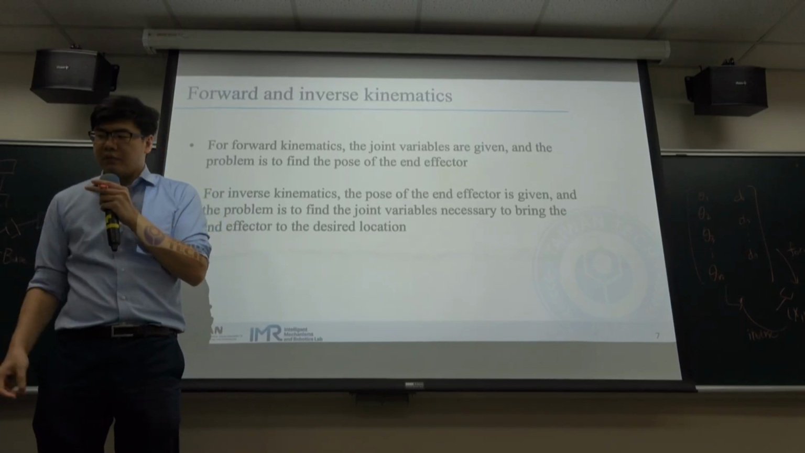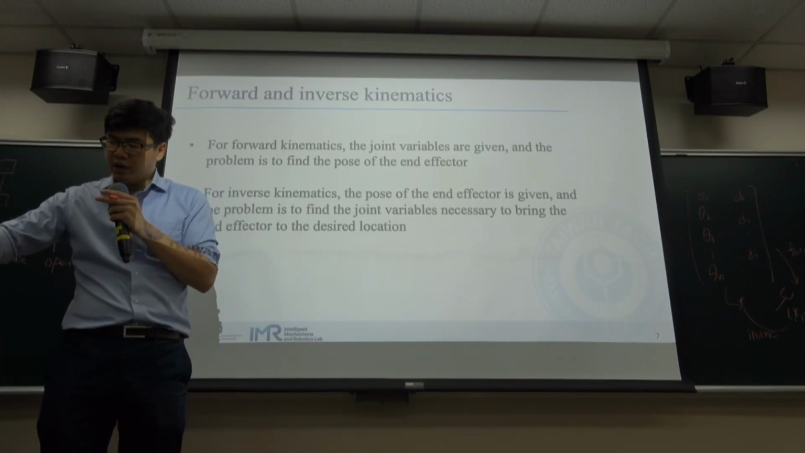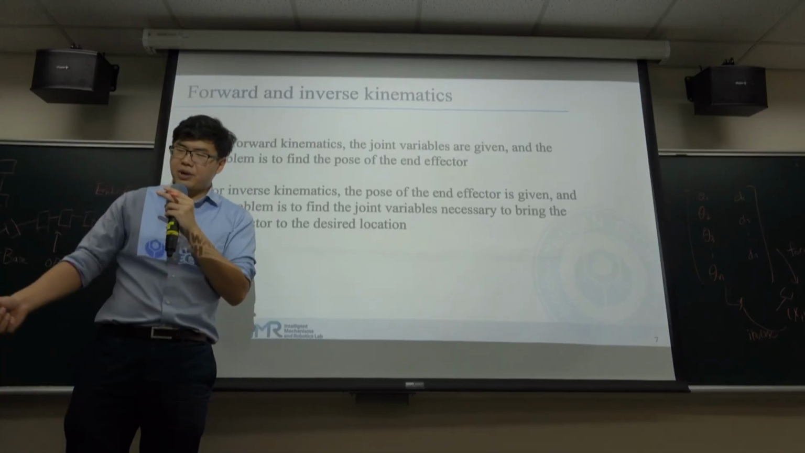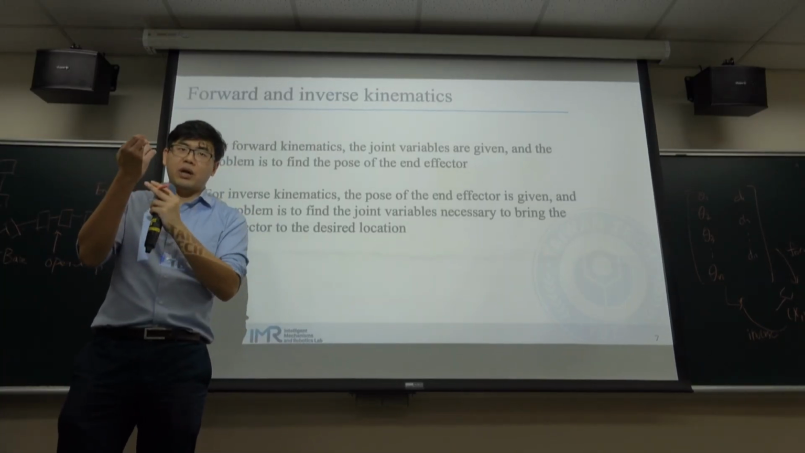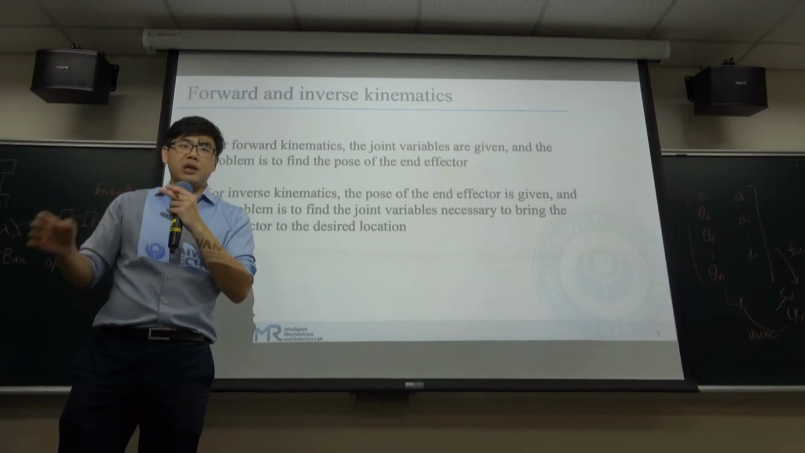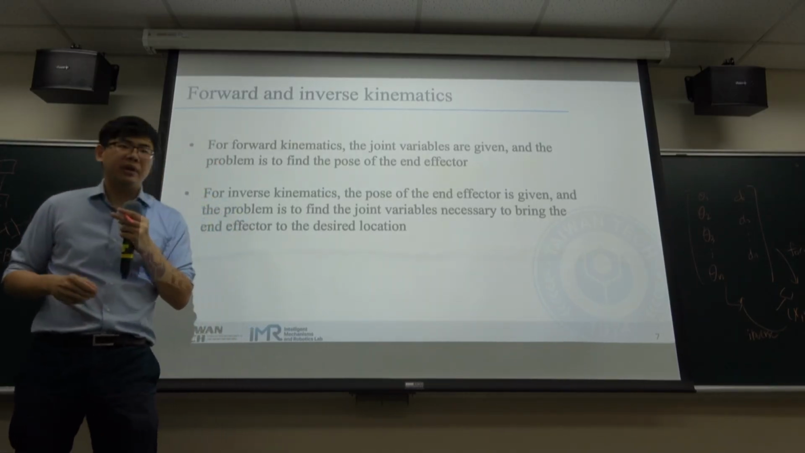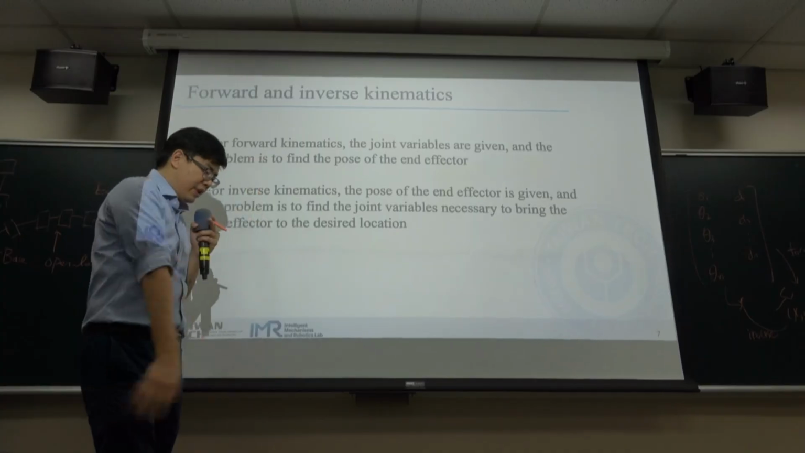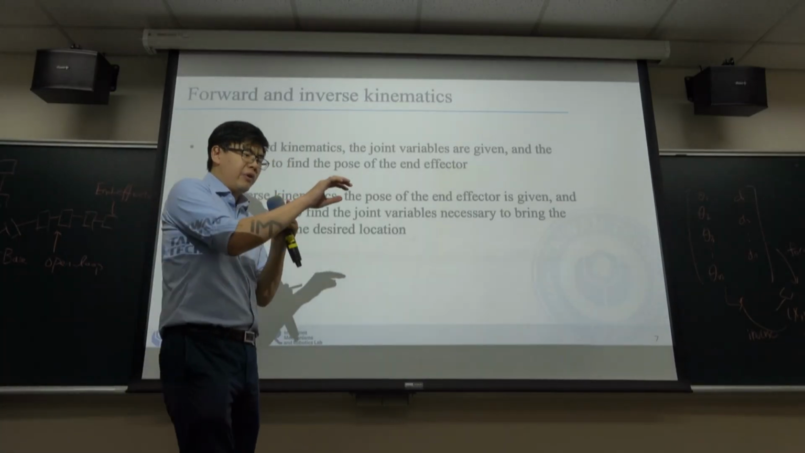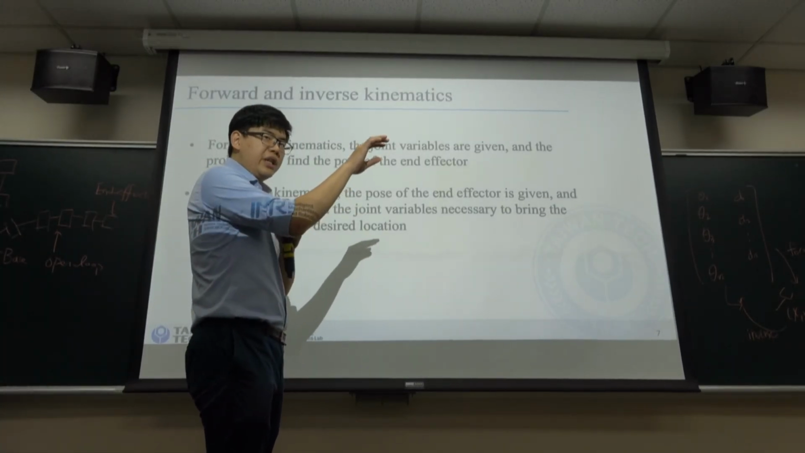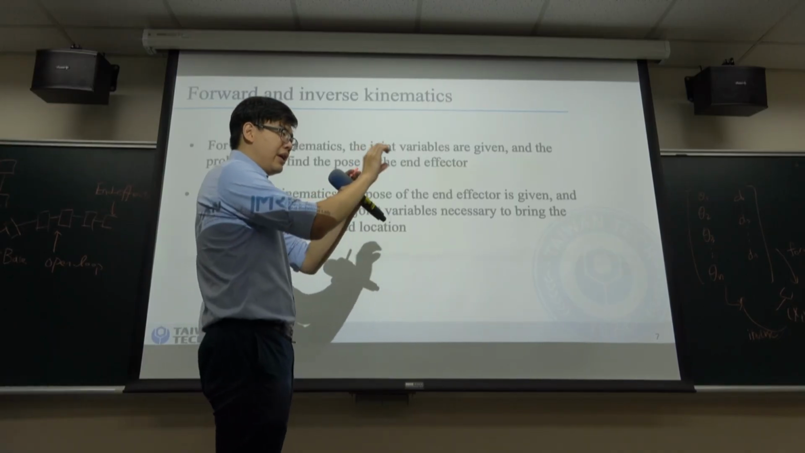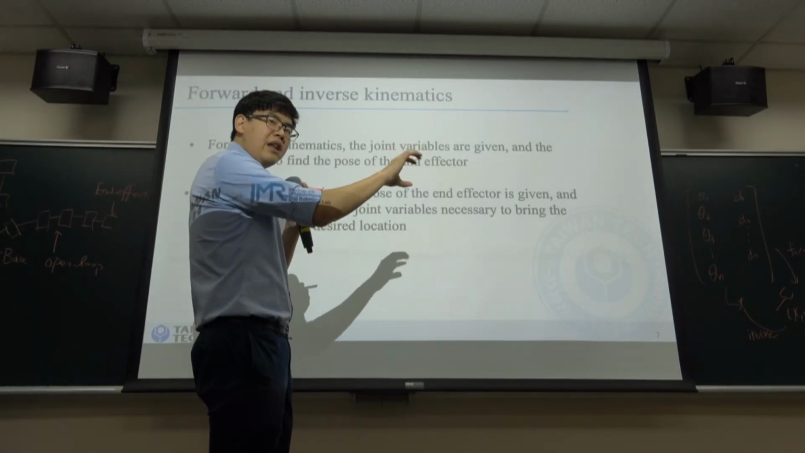It's inverse, because we know the position of this cup, and we want to know what the degrees of our motors should be so we can reach this position. So this is the inverse problem. And for the forward problem, we already know the motor readings, then we want to calculate the pose of the end effector.